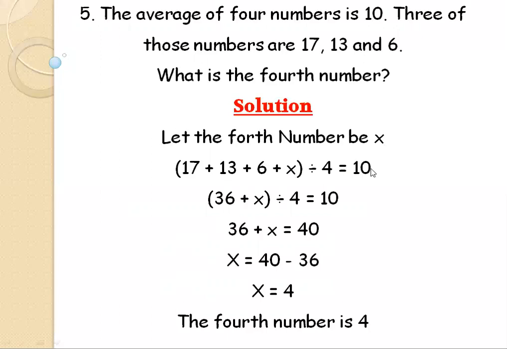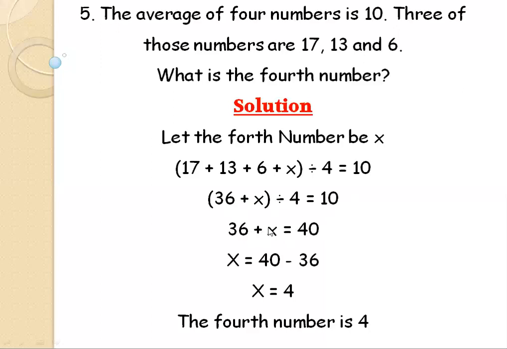We know the value of the average. What we want to know is the 4th number. So add everything I have here. 17 plus 13 is 30. 30 plus 6 is 36 plus X divided by 4 is equals to 10. So the next thing is for me to take my 4 to the other side. This division will change to multiplication. So this will give me 10 times 4, which is 40. So I have removed this 4 from here and I've moved it this way. I'm left with 36 plus X is equals to 40.